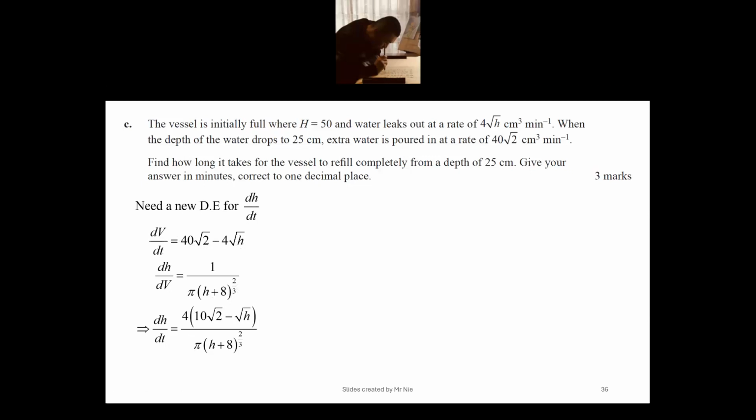And then this is a new differential equation involving h. You are going to find the time difference or the time change. That's why you have to make sure you reciprocate or flip over this differential equation so you can integrate with respect to h.